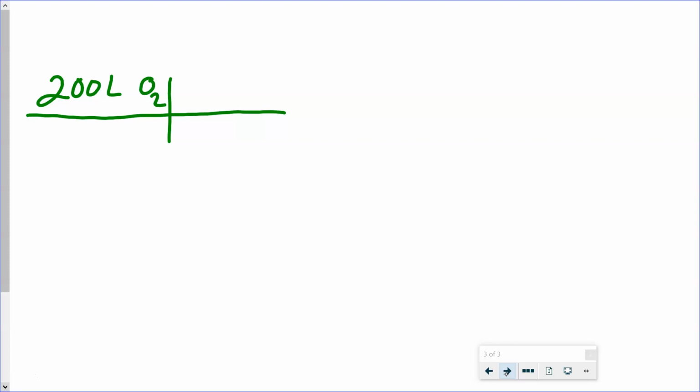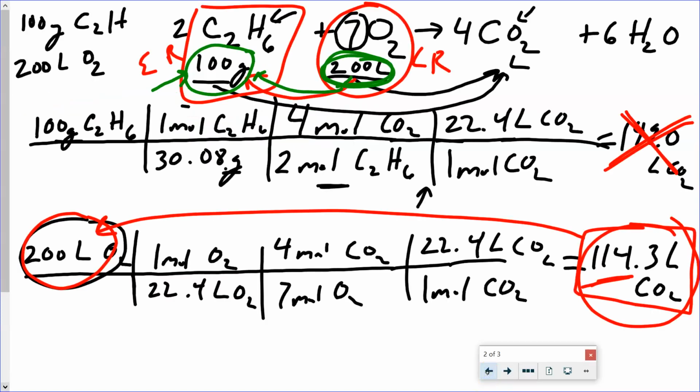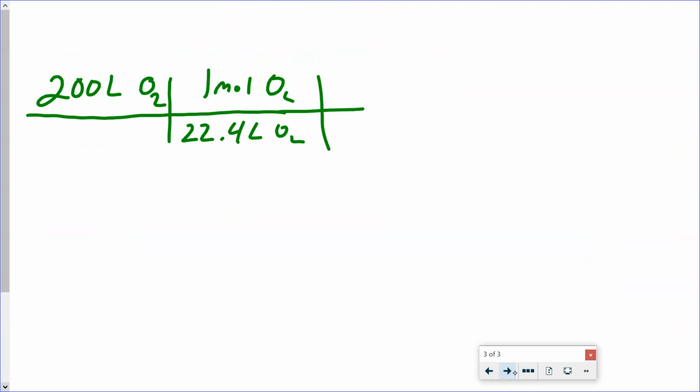200 liters of oxygen gas, and we know that 22.4 liters of oxygen gas is 1 mole of oxygen gas. Okay, that gets us to moles. Now we're going to use the mole ratio going from oxygen to ethane. So that's a 7:2 ratio. Okay, so 7 moles of O2 will yield 2 moles of the ethane.